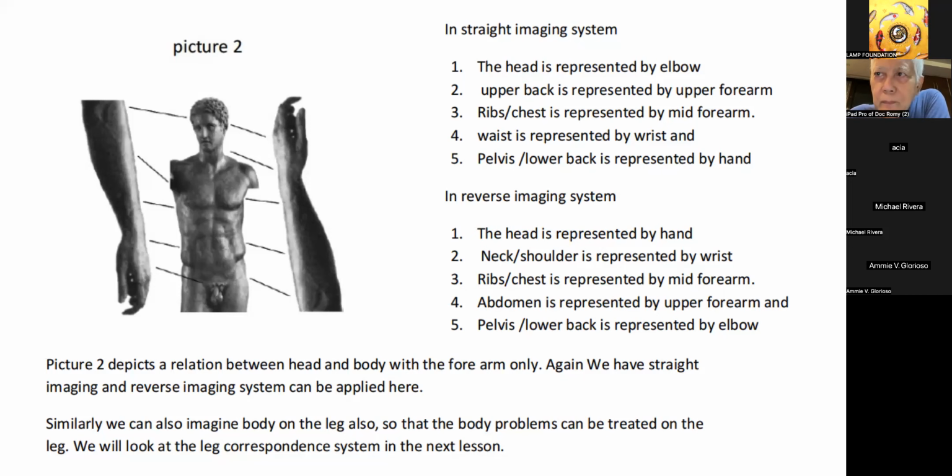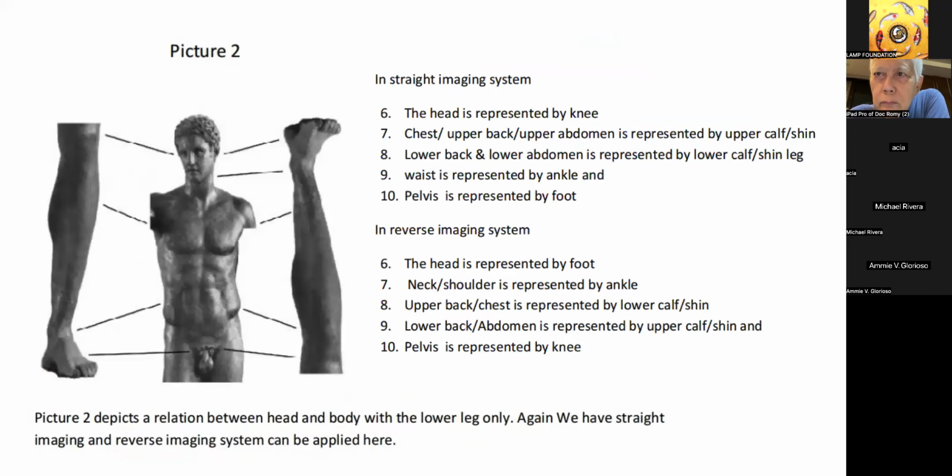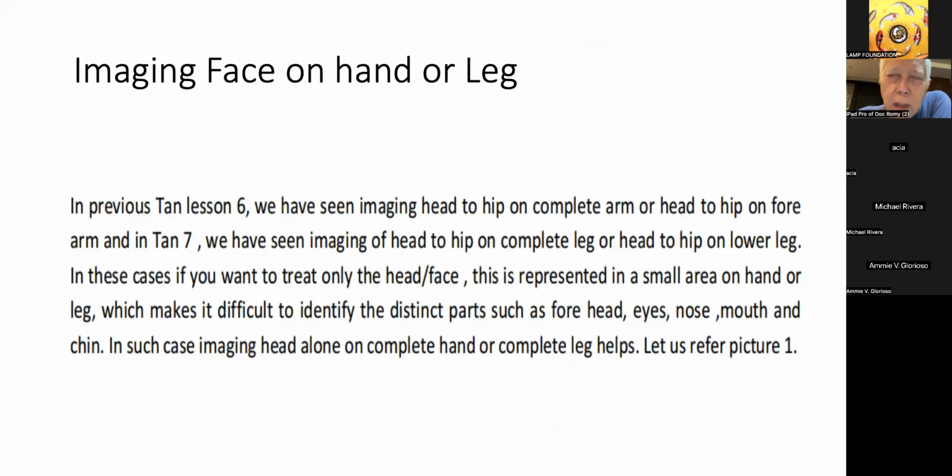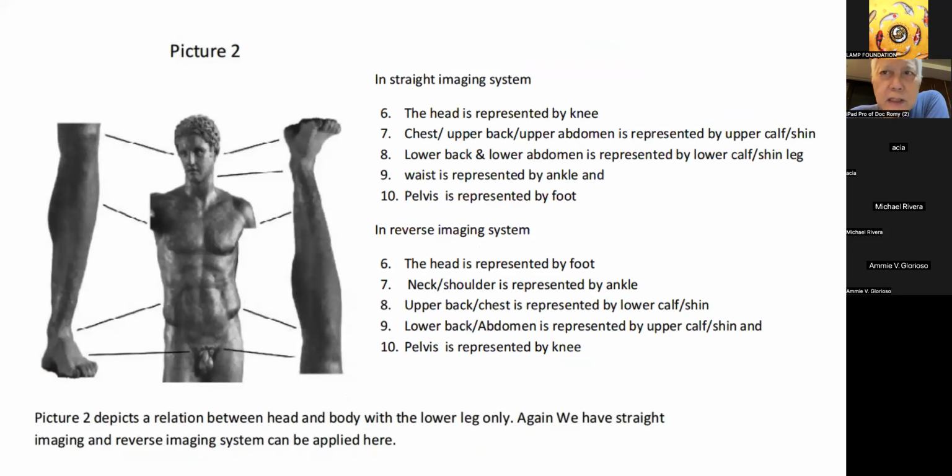Next, sir. The same thing, sir, for the foot. Ayan, the same thing, the foot this time. You can image the whole body with the lower extremity. You can do a direct imaging or a reverse imaging. It is like you are fooling your body. Next, sir.